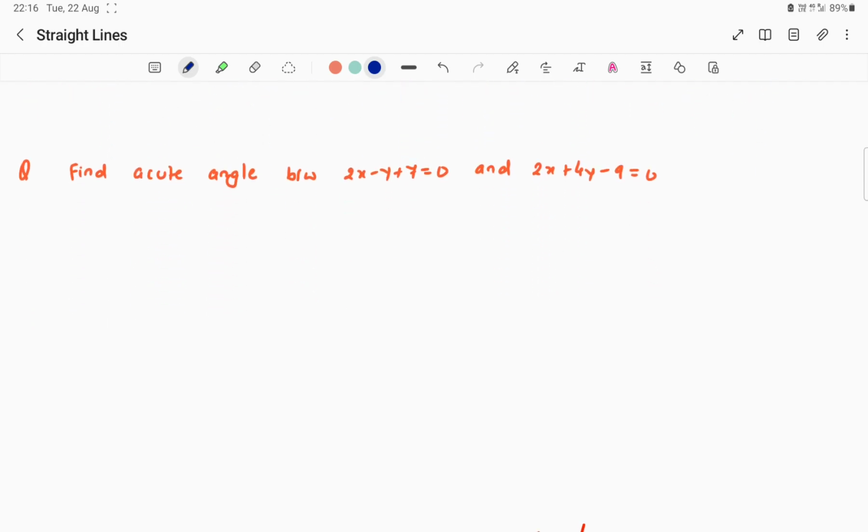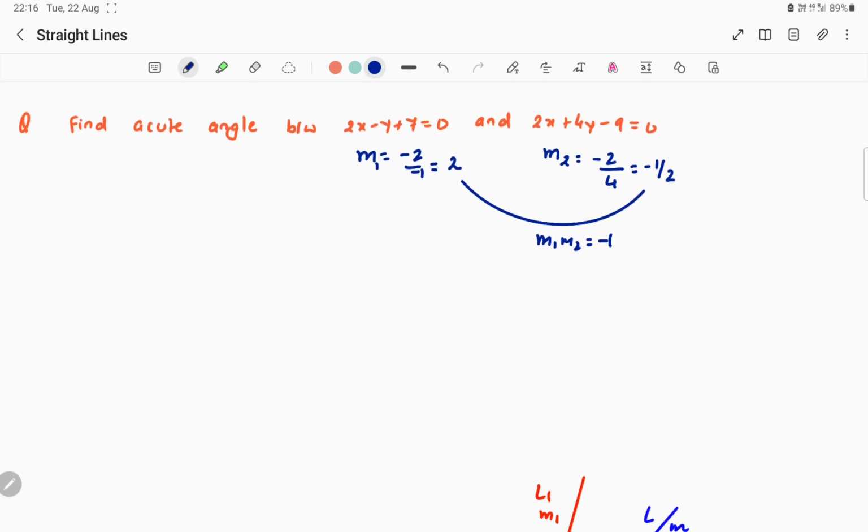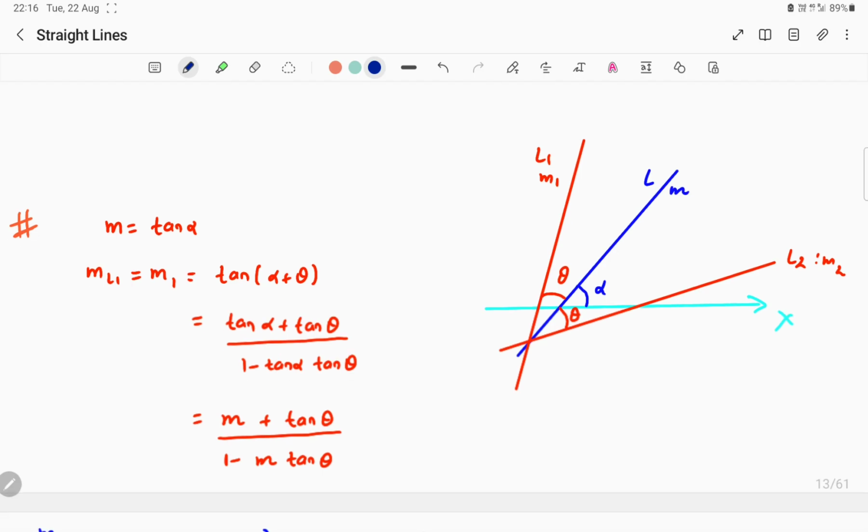So next we have is find the acute angle between these lines. So again, here what is the slope? Here the slope is minus coefficient of x divided by coefficient of y, which is 2. Let's call it m1, and m2 is minus coefficient of x by coefficient of y, which is minus 1 by 2. So here basically you don't have to calculate anything. You can directly picturize that m1 m2 is equal to what? Minus 1. So when m1 m2 equals minus 1, it means angle between them is how much? 90 degree.